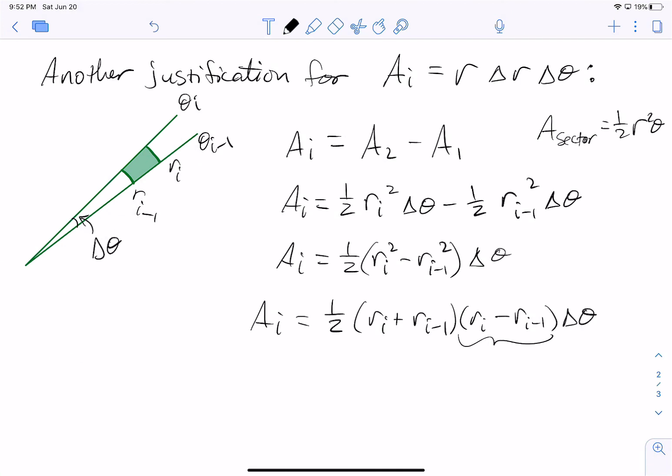Well, r sub i minus r sub i minus 1 is delta r. And then we're going to replace half of r sub i plus r sub i minus 1 by r sub i star, the average of the two r values. And it doesn't matter really if we use the inner r value or the outer r value or the average of the two r values, because we're going to let delta r go to 0 if we were setting this up as a Riemann sum, which I'm not going to write. But this concludes that A sub i is equal to r sub i star times delta r delta theta.